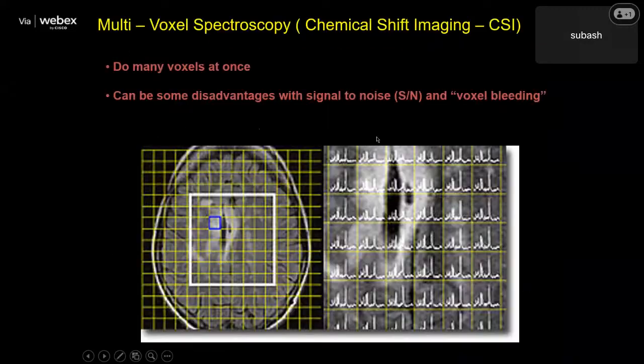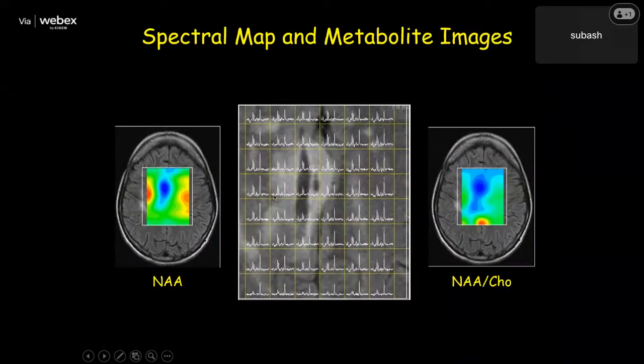Then you can generate metabolite maps and concentration images of these metabolites. This is truly like molecular imaging, where you have a molecule and you are creating an image for that molecule. This is the NA molecule, this is NA by choline.